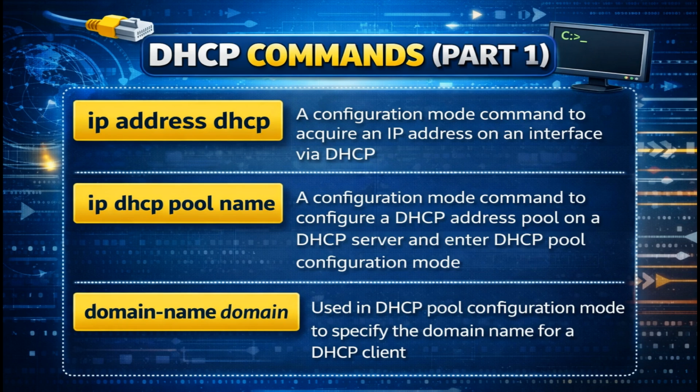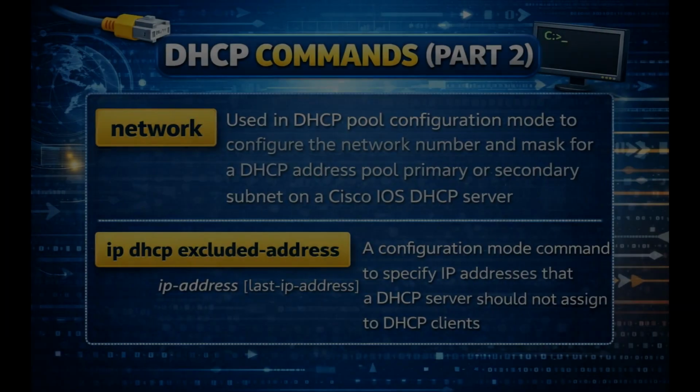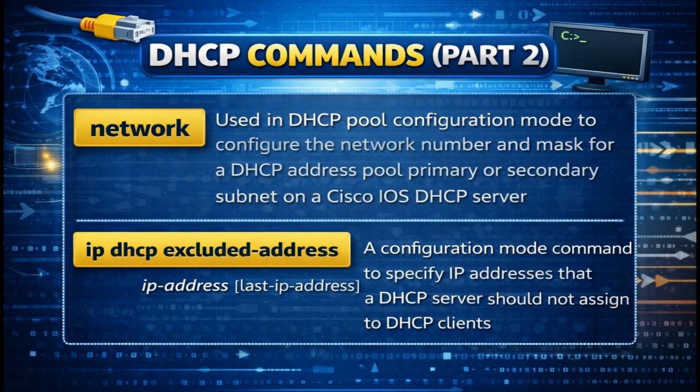This command is used inside DHCP pool configuration mode. It specifies the domain name that will be provided to DHCP clients. For example, you can configure something like company.local. These are the important DHCP commands you must understand while configuring a DHCP server on a Cisco router. Now let's continue with the next important DHCP commands.